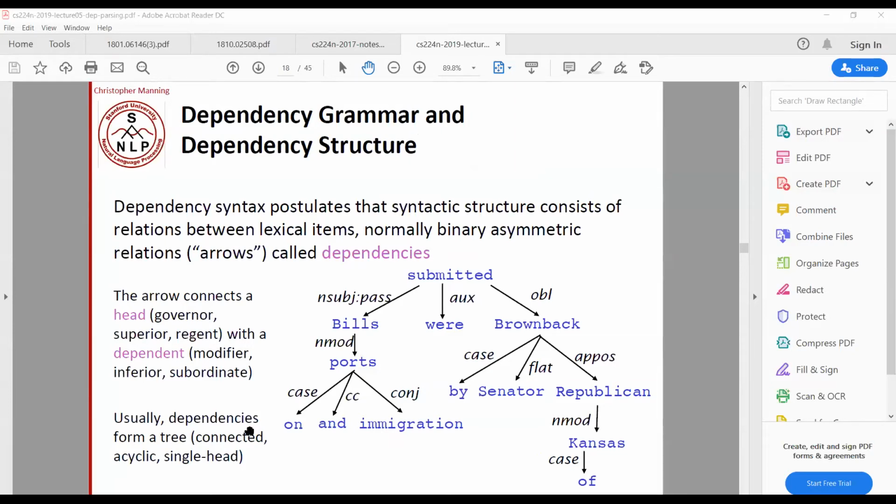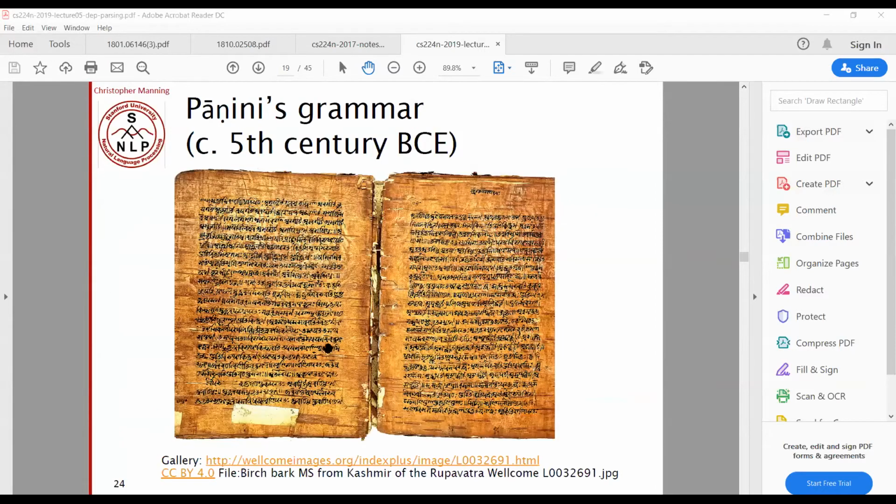There's some sentence that's something like... Pardon? The sentence is in the chat. Oh, thank you. But you can kind of reconstruct the sentence. If you look at it, it says it's something like bills on ports and immigrations were submitted by Republican Senator Brownback of Kansas. I'm pretty sure that's the sentence just from looking at this.